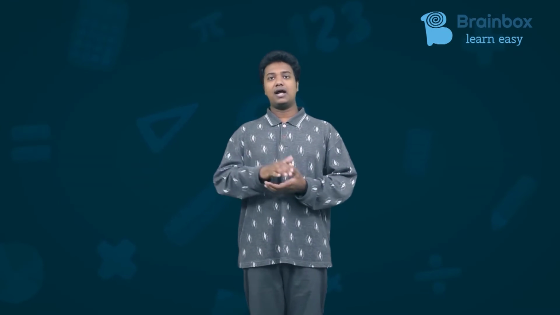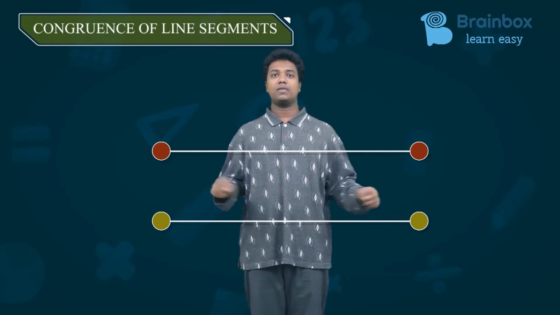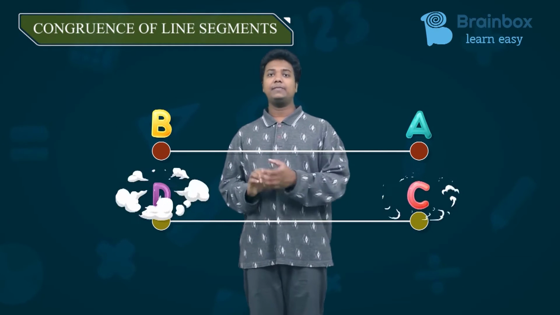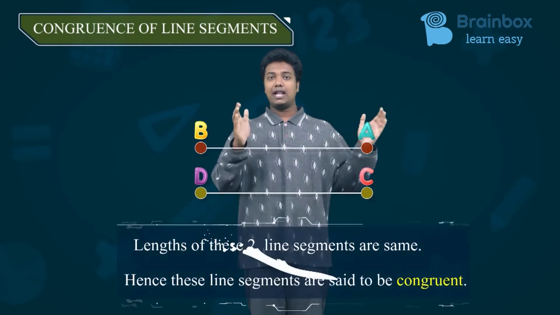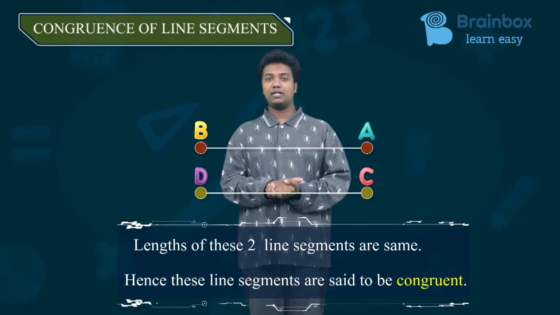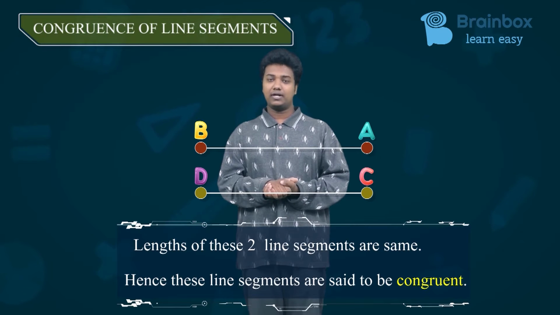In order to understand the congruence of line segments, let us consider these two lines, line AB and line CD. If you observe, the lengths of these two line segments are the same. Hence, these line segments are said to be congruent.